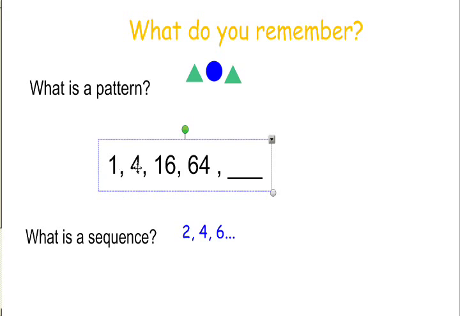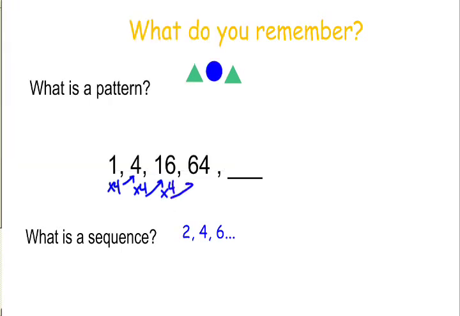I'm going from 1 up to 4. I could be adding 3, but if I do 4 and add 3, I'm not going to get 16. So I don't think I'm adding. So let's try multiplying. 1 times 4 does equal 4. 4 times 4 is 16. Now I'm seeing a pattern. 16 times 4 is 64.